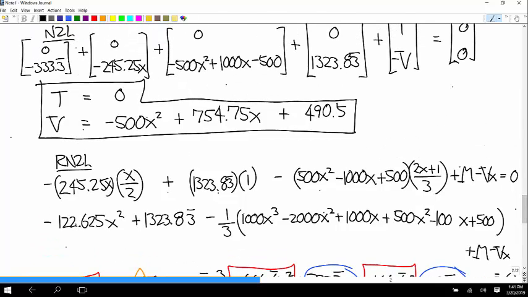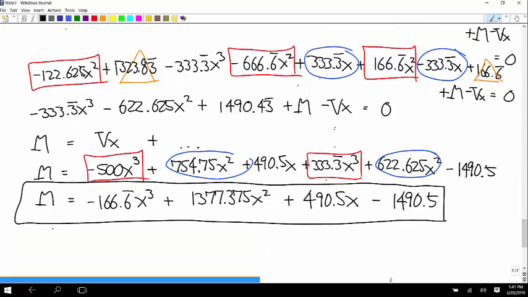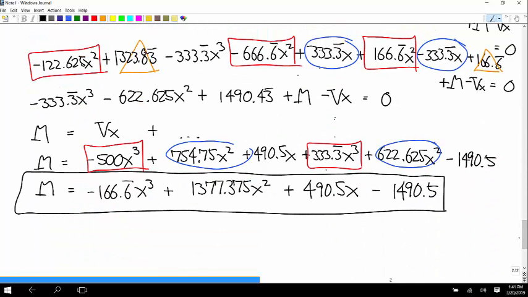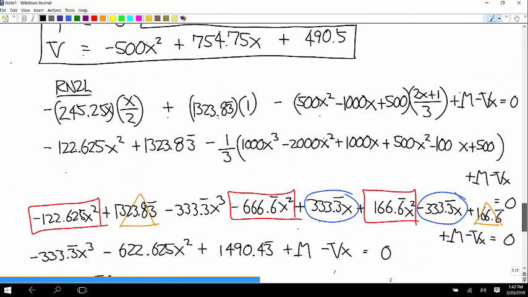Okay, so these three functions are supposedly valid for the interval x from 1 to 2. dM dx, I don't think this is going to work, is it? I'm taking dM dx, which is negative 500x squared. Well, that one works. The next one isn't going to work, though. We added something where we should have subtracted or something. So this comes out to be wrong. Then we do have the 490.5. So something went wrong here.